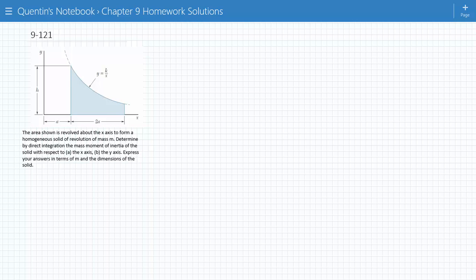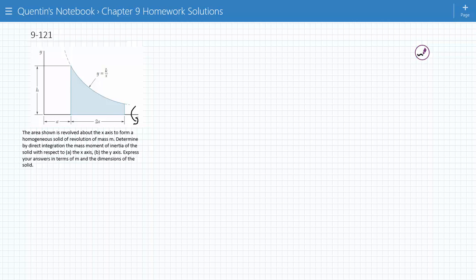Okay, we're going to look at problem 9.121. This area is going to be revolved around the x-axis, and it's going to form a solid of mass m. We are supposed to determine, by direct integration, the mass moment of inertia of the solid, and we need our answers in terms of m and a and h and whatnot.